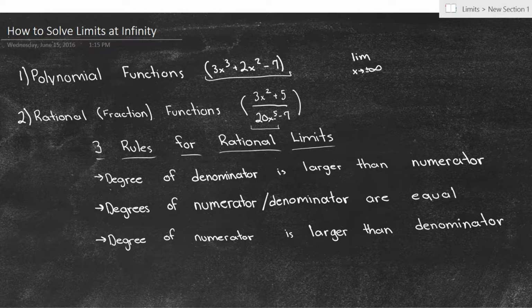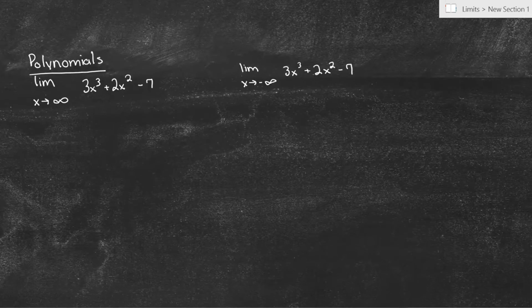Notice that every single one depends on the degrees of the numerator and the denominator, and only the highest degree. That'll be a trend in limits. Get in the habit of noticing the highest degree. Alright, so let's just get started. Let's just start with regular polynomials.